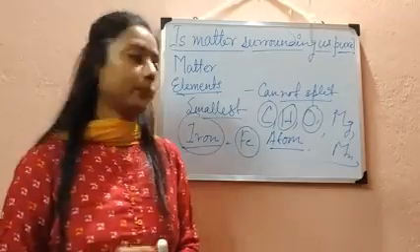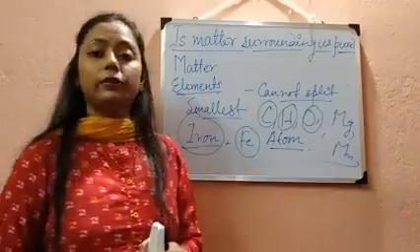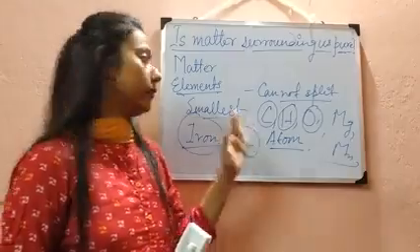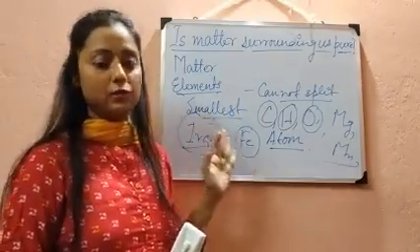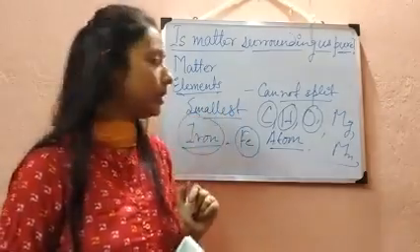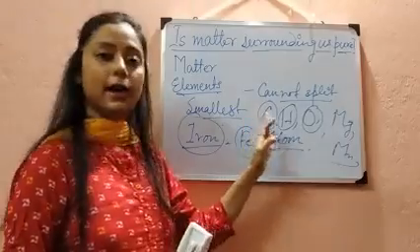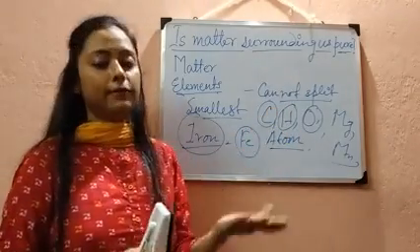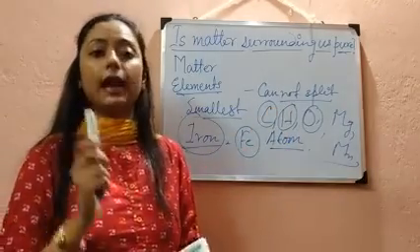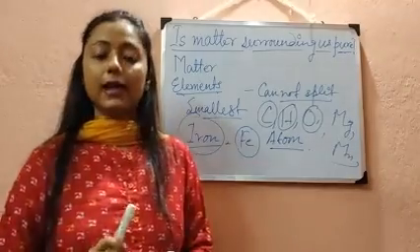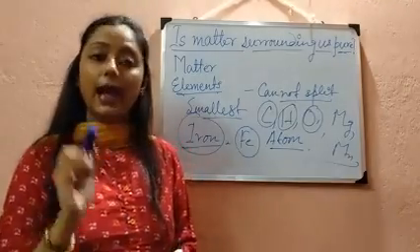And you already learned about elements. We cannot split an element, that's why these are called the smallest unit. For example, carbon, hydrogen, oxygen, sulfur, manganese, all these are called atoms. That's why we can say that elements are composed of atoms.